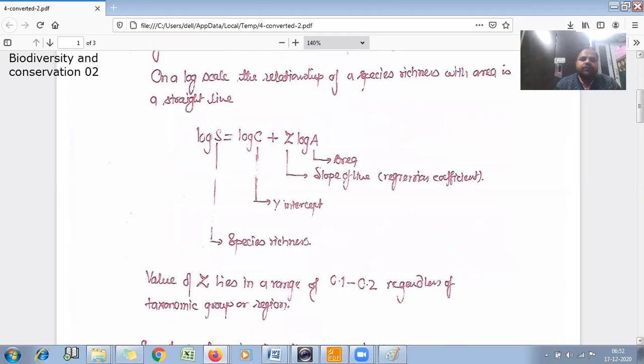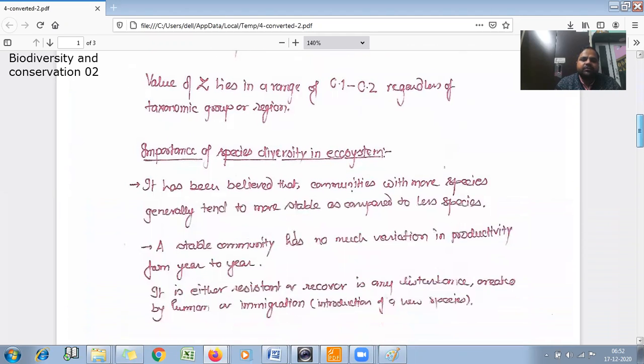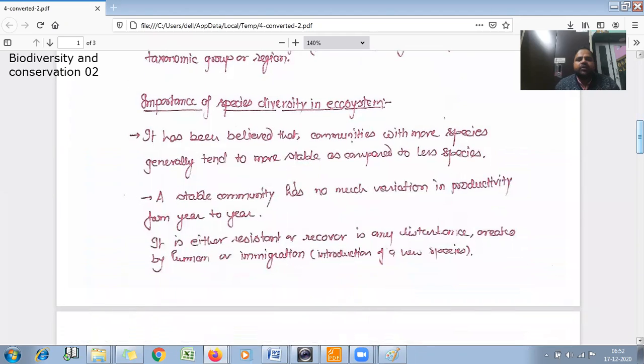The value of Z, which is the regression coefficient, lies generally in a range of 0.1 to 0.2, regardless of taxonomic group or regions. Now we'll see the importance of species diversity in the ecosystem.